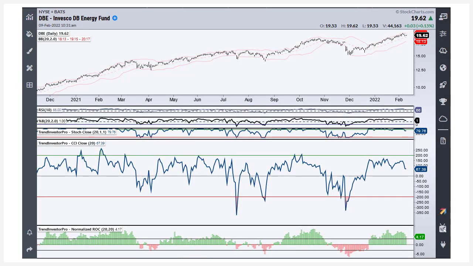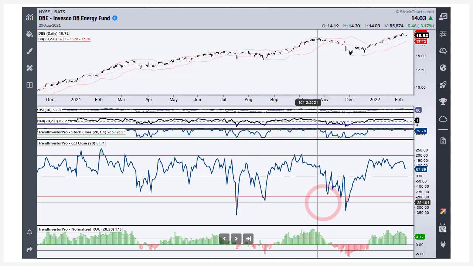The next indicator is the Commodity Channel Index. And I'm using 20 periods for the Commodity Channel Index. And Donald Lambert, the creator of the Commodity Channel Index, used the intraday high and low as well. But I've elected only to use closing prices. And so using 20 periods, when we go below minus 200, that is oversold.